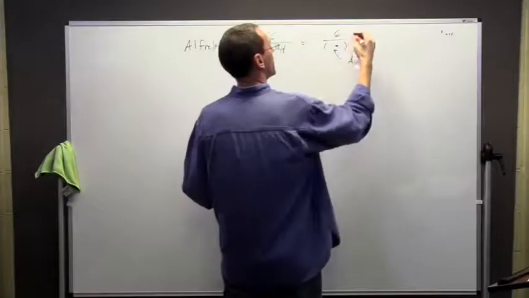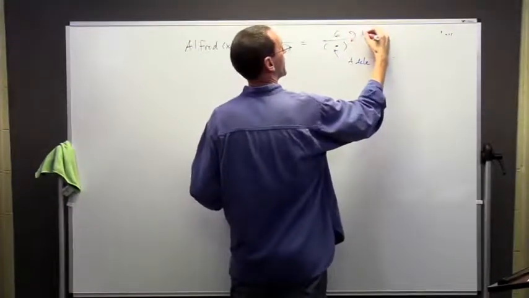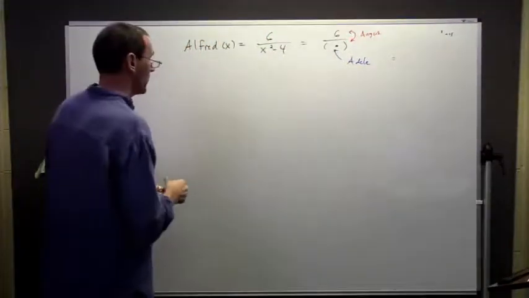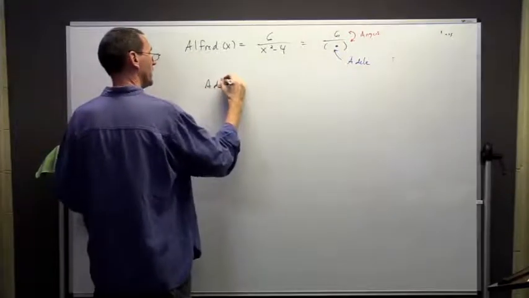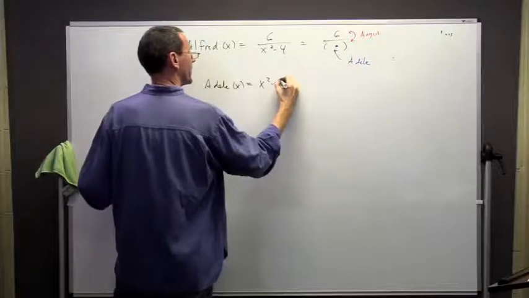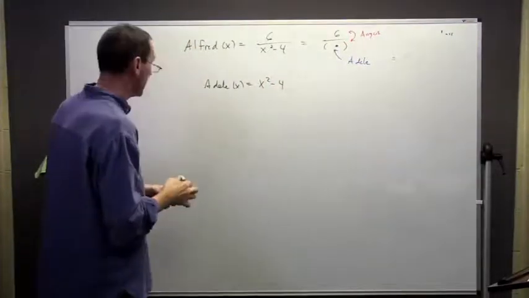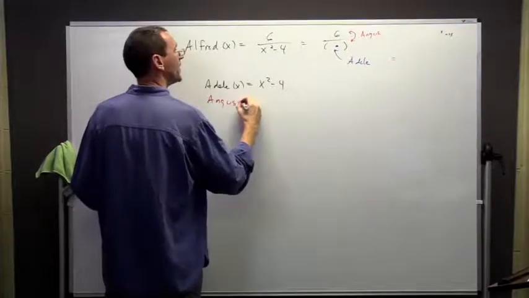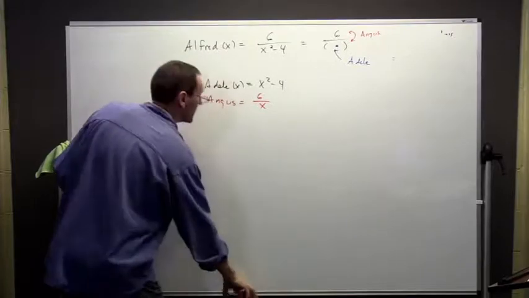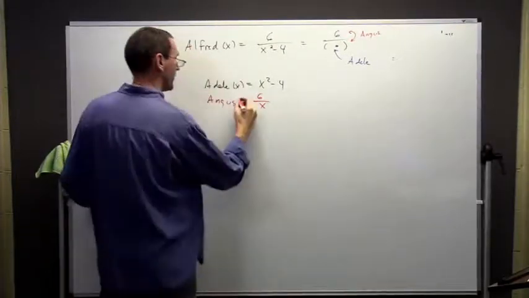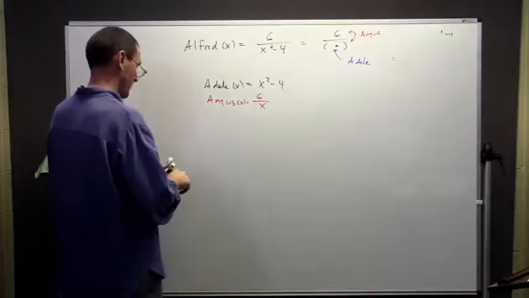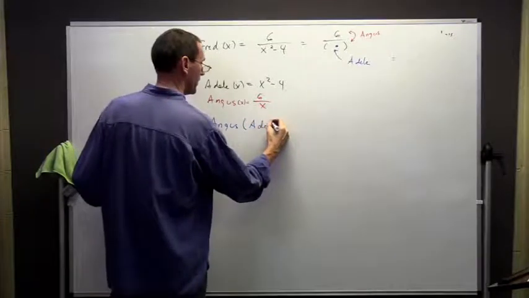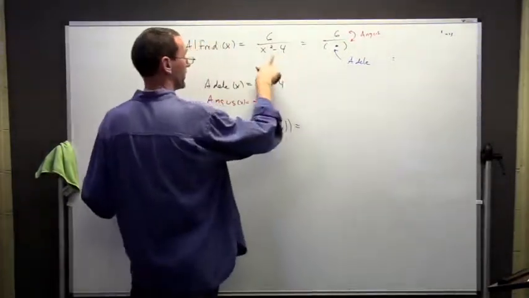And this idea of taking 6 divided by something, I'm going to call that Angus. Okay. So what does that give us? So Adele is x squared minus 4, and Angus is 6 divided by x. And I'm being sloppy. Angus of x is this. So I claim that if I compose Angus with Adele, I will get that. So let's see.